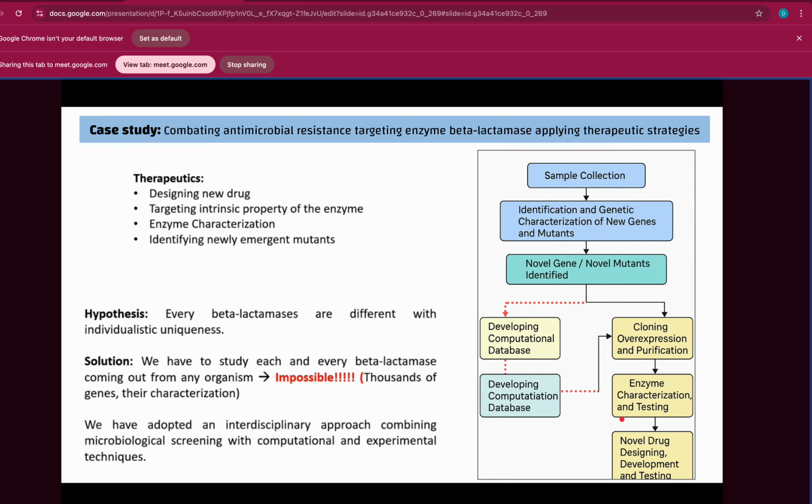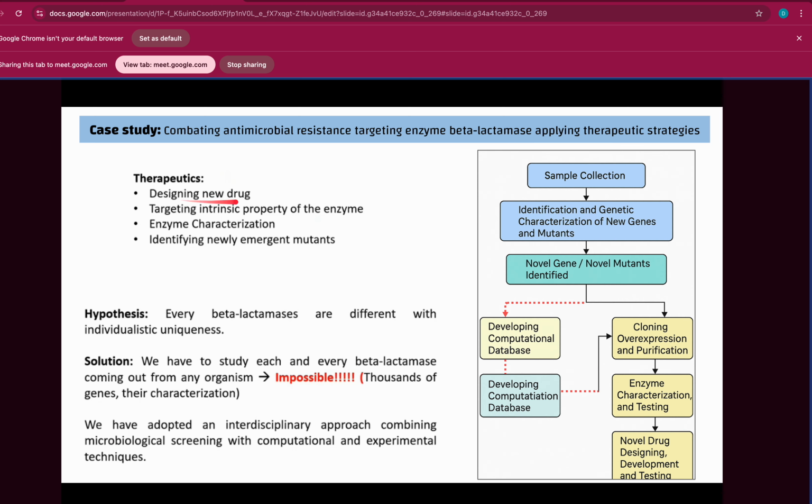There are certain studies such as combating antimicrobial resistance by targeting the enzyme beta-lactamase, applying therapeutic strategies. This beta-lactamase is synthesized by bacteria. As we know, penicillin is an antibiotic, and penicillin contains a beta-lactam ring, which interferes with the cross-linking of the bacterial cell wall and leads to death of the bacteria. But now bacteria are synthesizing beta-lactamase, which breaks down penicillin, so the bacteria are now surviving. So now we need to design some measures so that we can target this beta-lactamase.